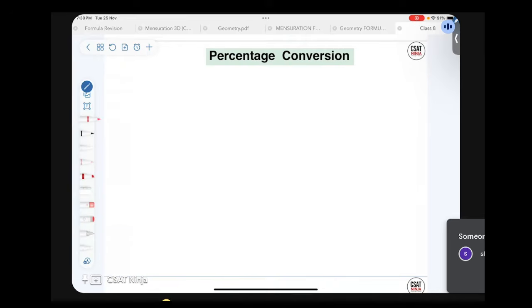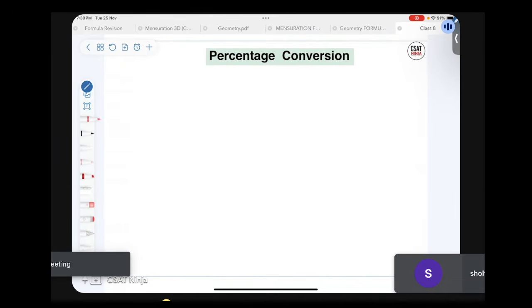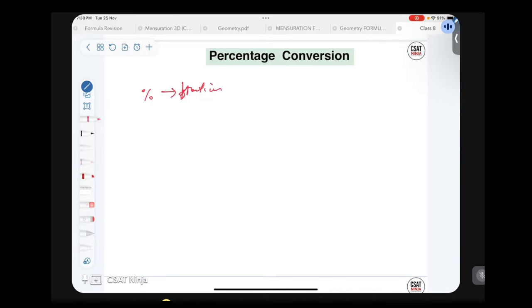If you want to convert from percentage to fraction, how do you do it? Let's say I have 20%. If I want to convert this to a fraction, you divide 20 by 100. The zeros cancel, 2 ones are 2, 2 fives are 10, so 1 by 5. So 20% in terms of fraction is nothing but 1 by 5.